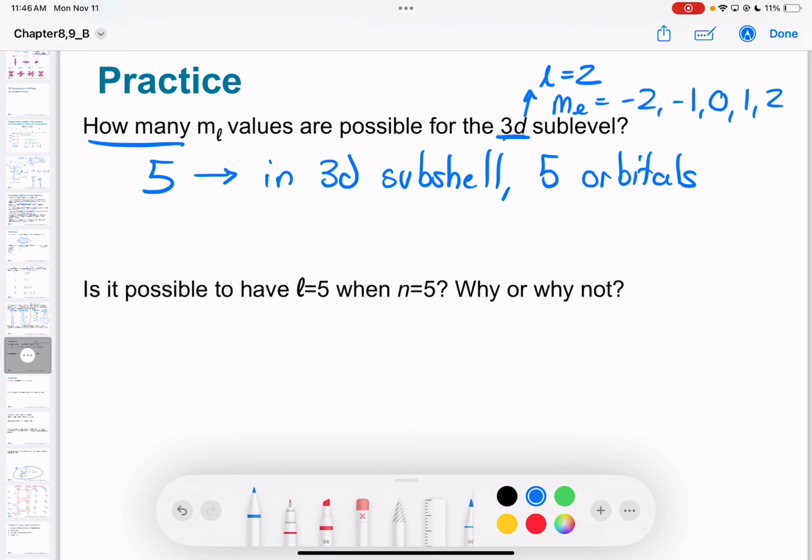Is it possible to have an l of 5 when n equals 5? No, because we said that l should be 0 through n minus 1. So your top number for l is always going to be 1 less than whatever the n value is. So an n of 5 could have an l of 0, 1, 2, 3, or 4. Now, we haven't talked about what the letter is for an l of 4 or what it looks like. It's still good to know that that's an allowed l value and that l equals 5 wouldn't be an allowed l value for n equals 5.